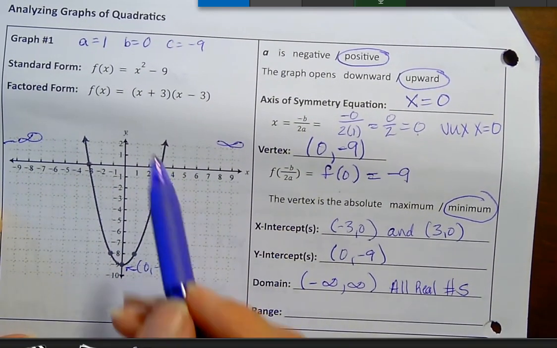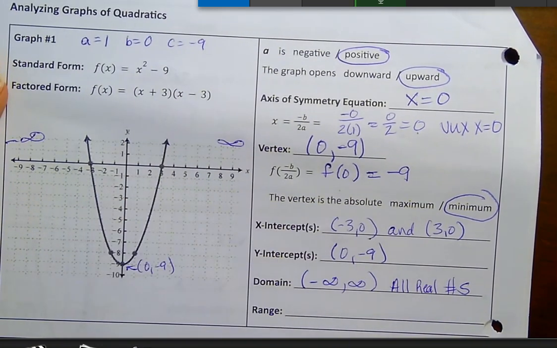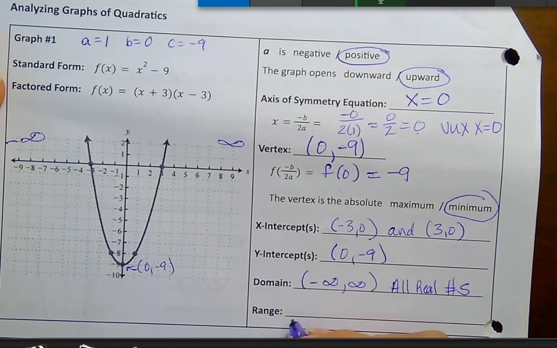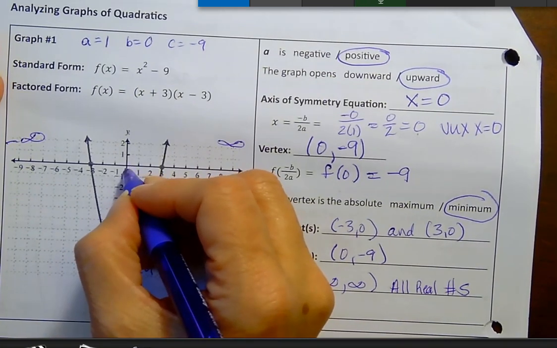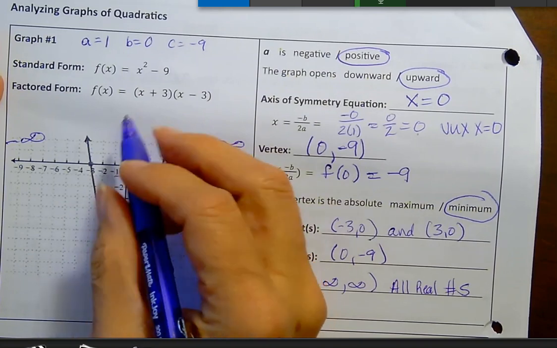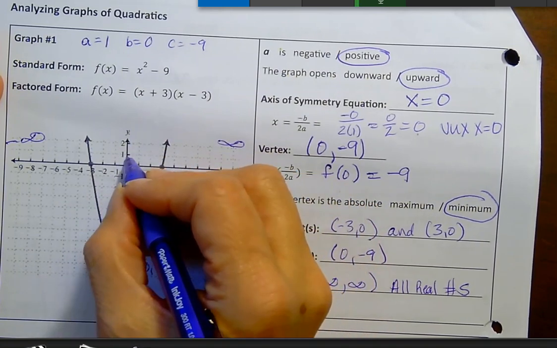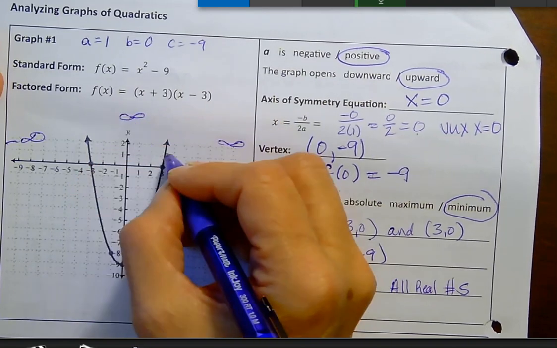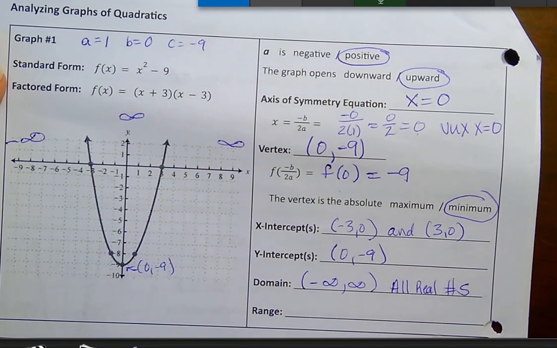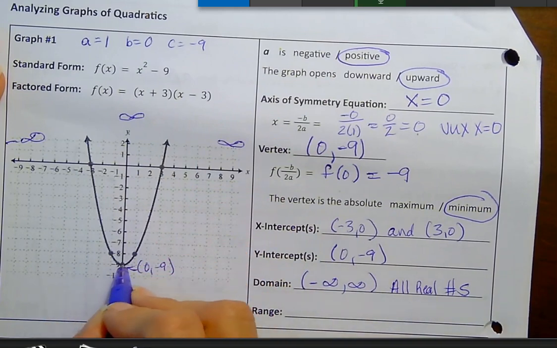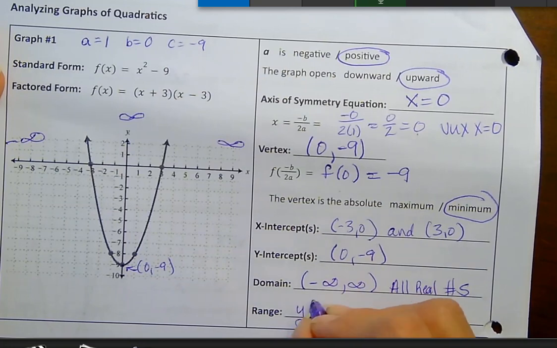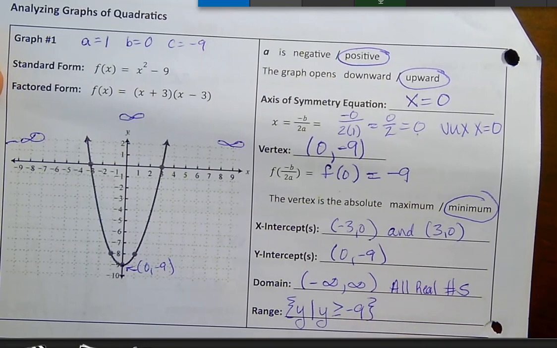Any x is something that I can plug in up here, and I can end up with some value for y. My range, though, if I'm standing here at my origin and looking for barriers, looking up and down, I'm going to go up and up forever because of that arrowhead. But I do have a barrier right down here at negative 9. That's the smallest y value I can possibly have. So my range is y such that y is greater than or equal to negative 9. Remember how we did that? It's the set of numbers that are y such that y is greater than or equal to negative 9, and that's why I'm using curly brackets.